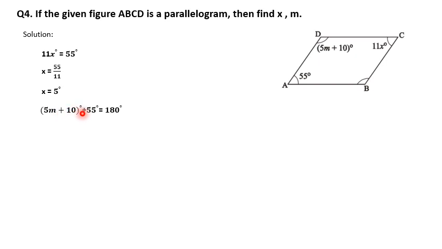5m plus 10 degrees plus 55 degrees is equal to 180 degrees. Now students, the sum of interior angles of a parallelogram is always equal to 180 degrees. So 5m plus 10 plus 55 is equal to 180 degrees. So 10 plus 55 is 65, 5m plus 65 is equal to 180 degrees.